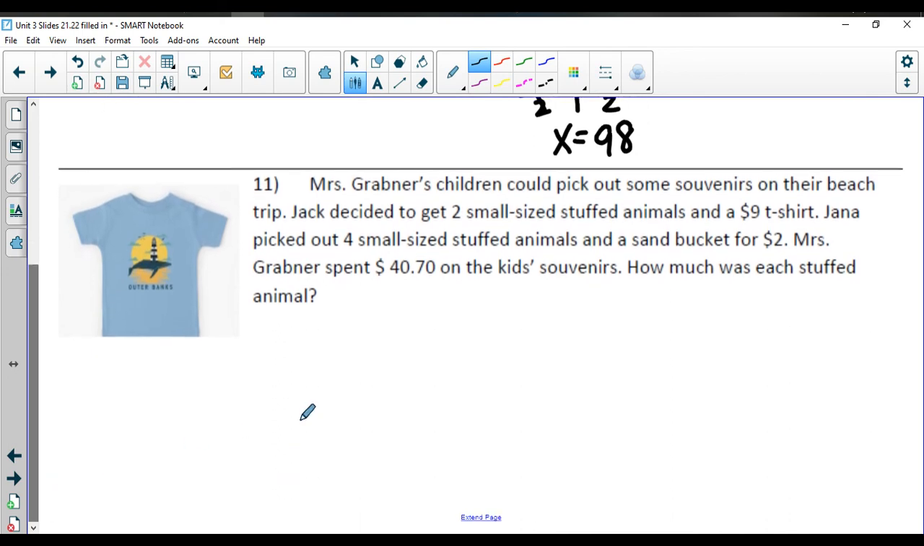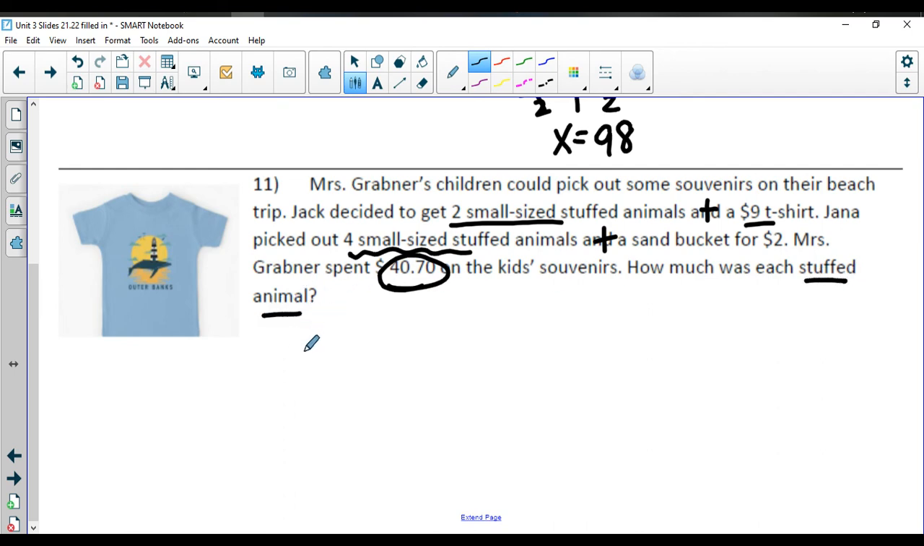All right, last question here. Mrs. Grabner's children could pick out some souvenirs on their beach trip. Jack decided to get 2 small-sized stuffed animals and a $9 t-shirt. Jana picked out 4 small-sized stuffed animals and a sand bucket for $2. So you guessed it, Mrs. Grabner spent $40.70 on the kids' souvenirs. How much was each stuffed animal? So that's going to be what we're looking for.